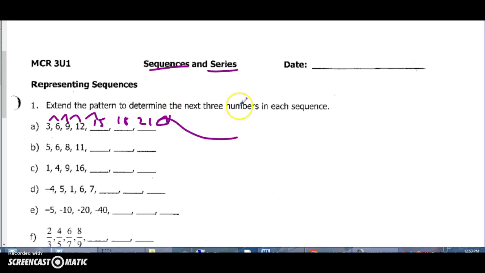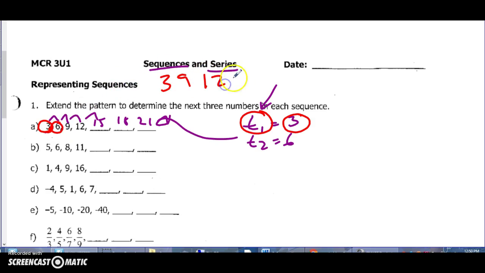Each of these is called a term in the sequence. So this first term is T for term, and T1 is equal to 3. T2 is equal to 6. Just some nomenclature. T1 means term number 1, and the value of term number 1 is the value of the first term, which is 3. These are in order. They have to be in order: T1, T2, T3, T4, et cetera, et cetera.